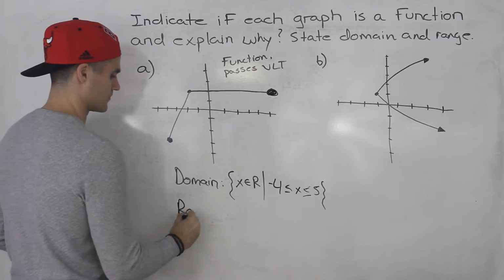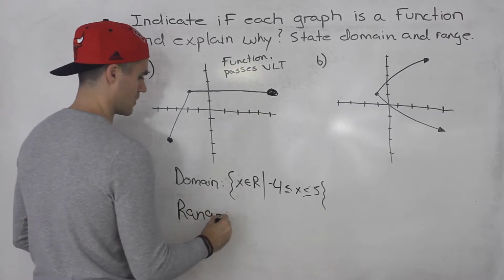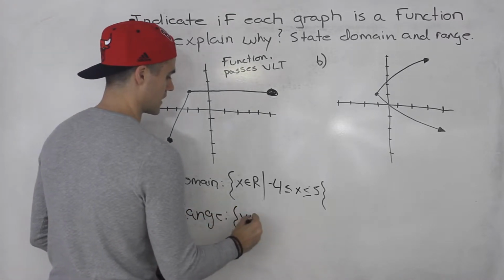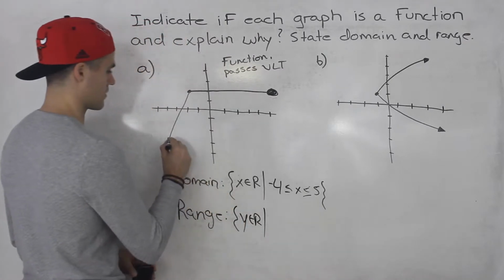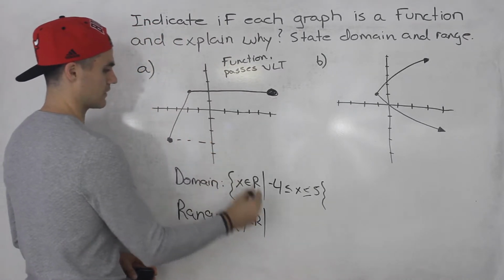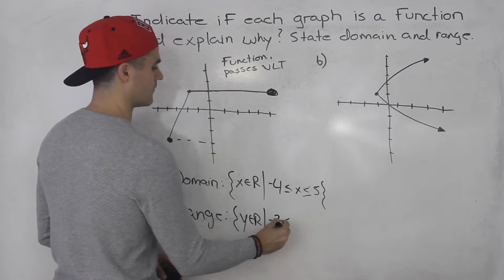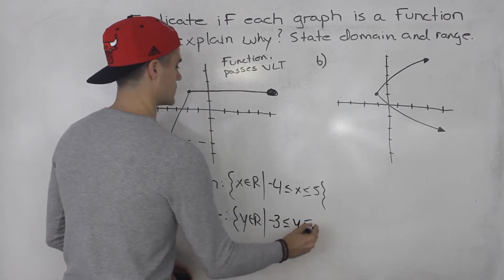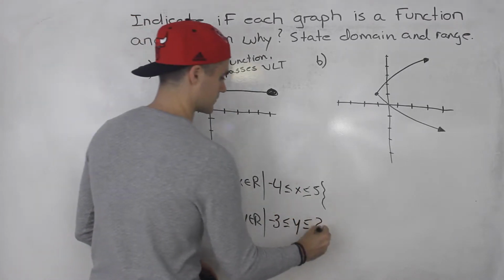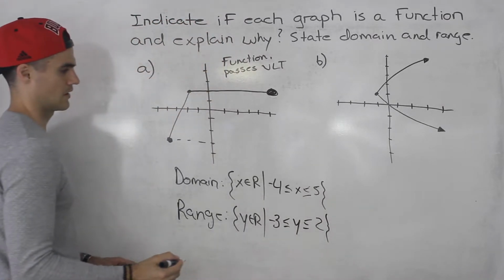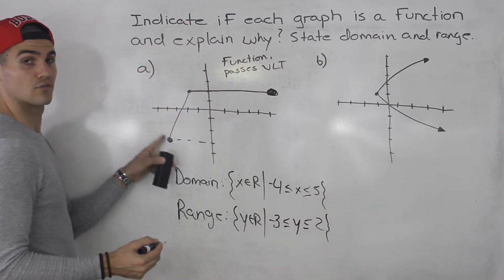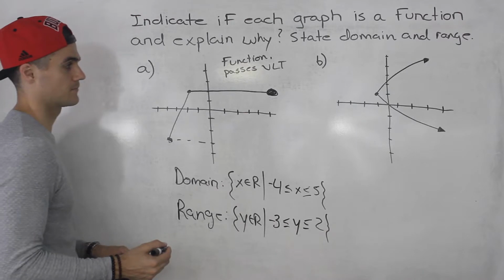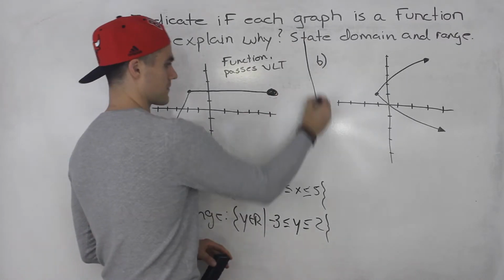What about the range? Well, the y values can be anything, but notice that they are going from -3 to +2. All right, so that's the domain and range for this function here. Right, what about part B?